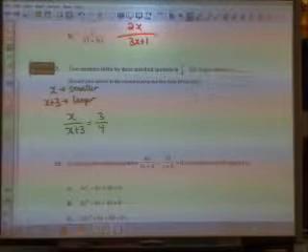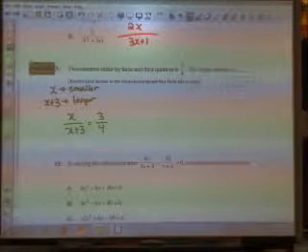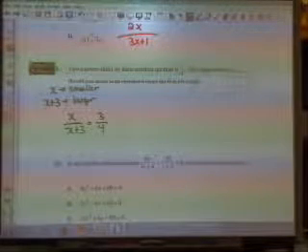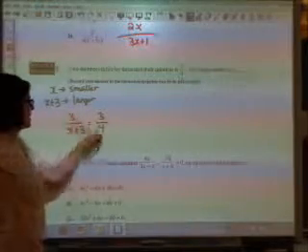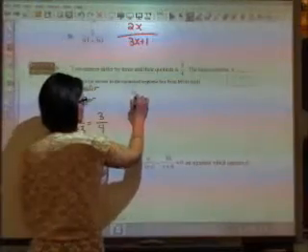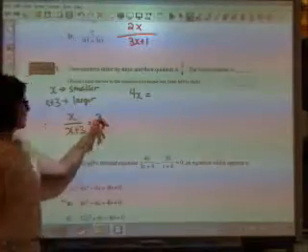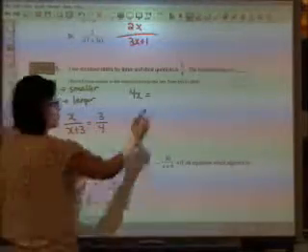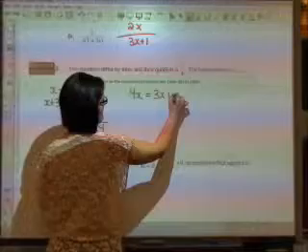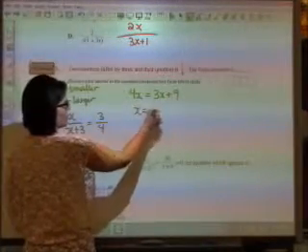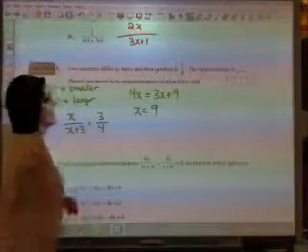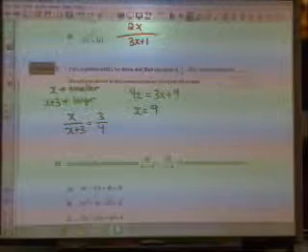So there's my equation. How do I solve this type of equation? Cross multiply, because I only have one term on each side. So I get x times 4, which would be 4x, and 3 times x plus 3 would be 3x plus 9. Minus 3x on each side, and x would equal 9.